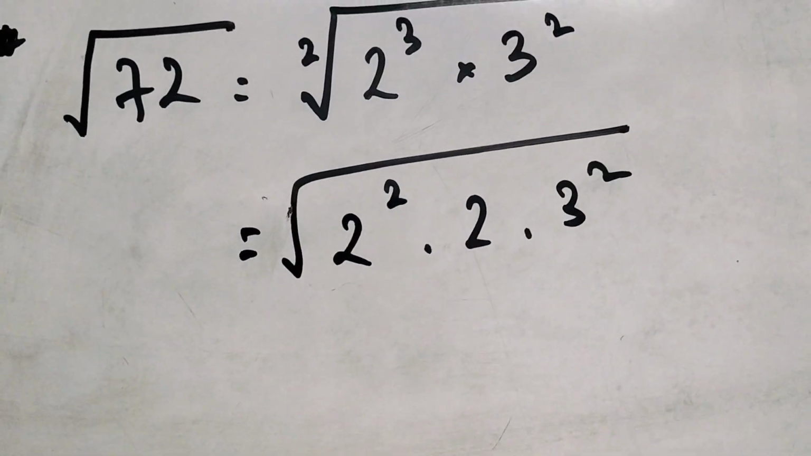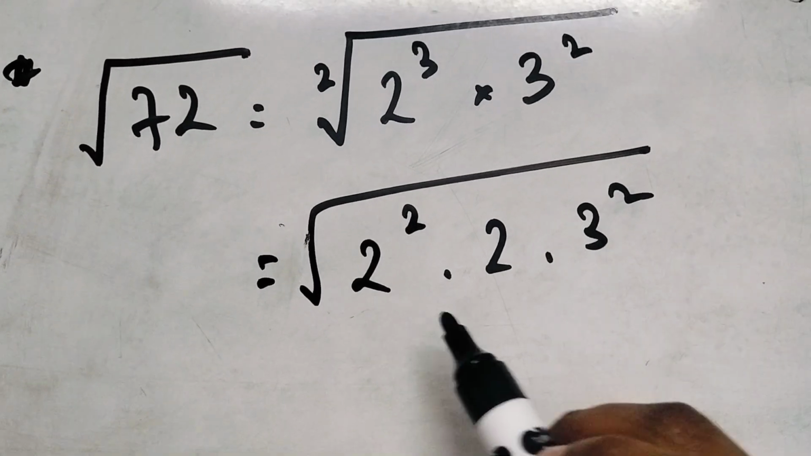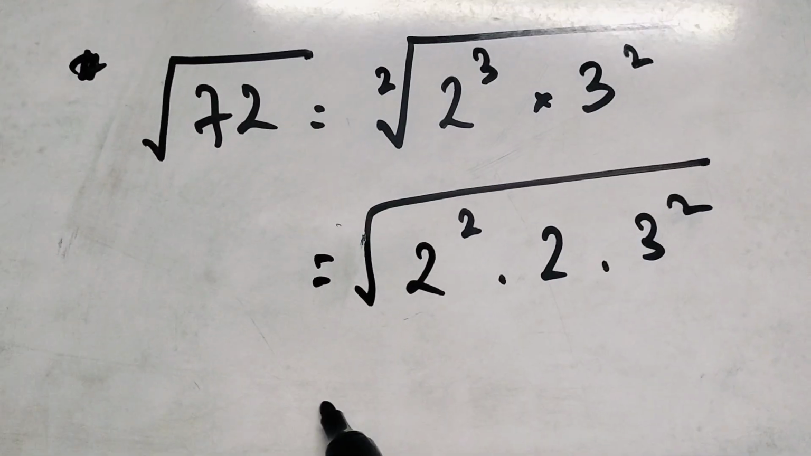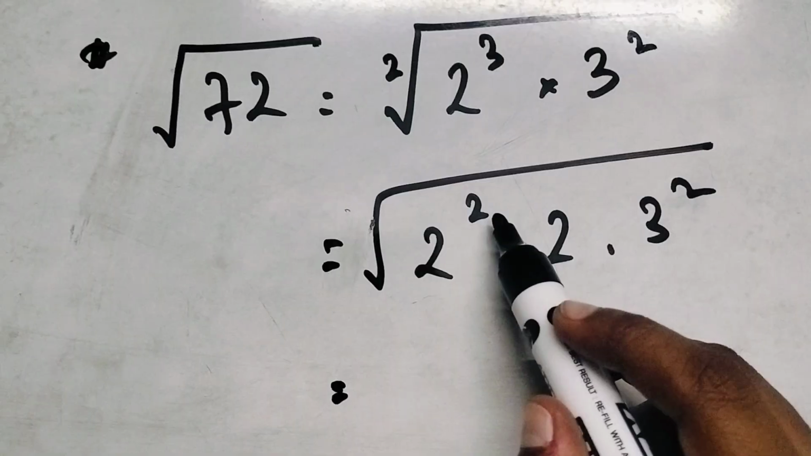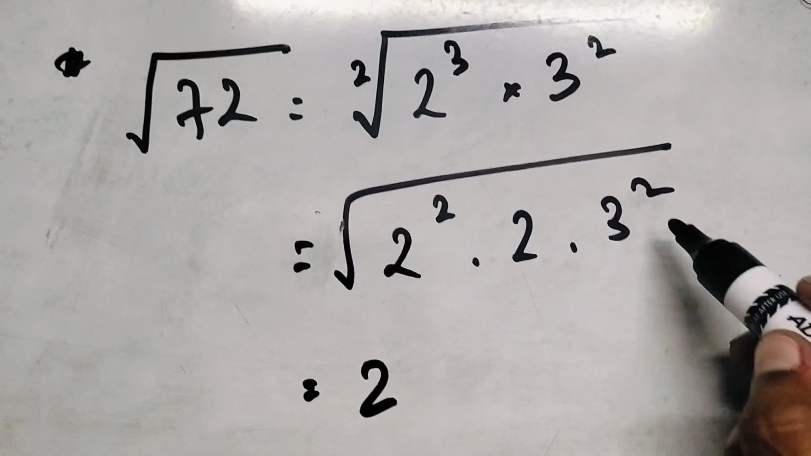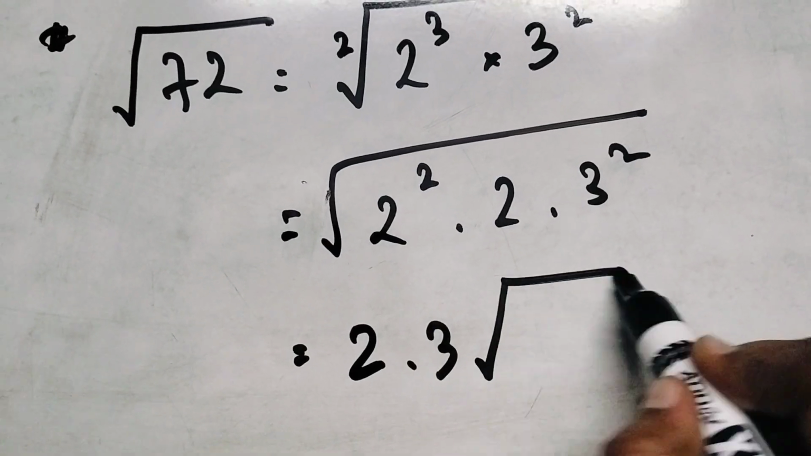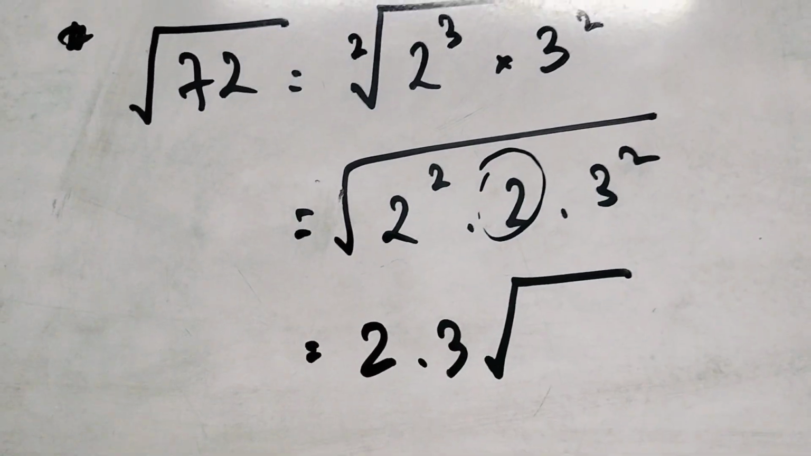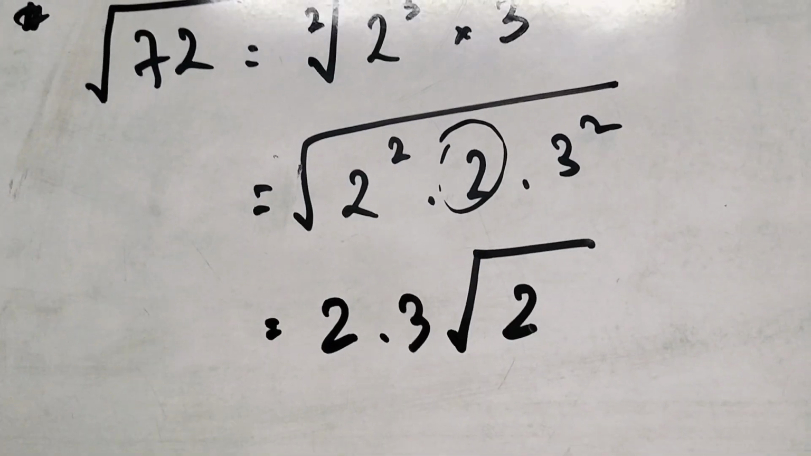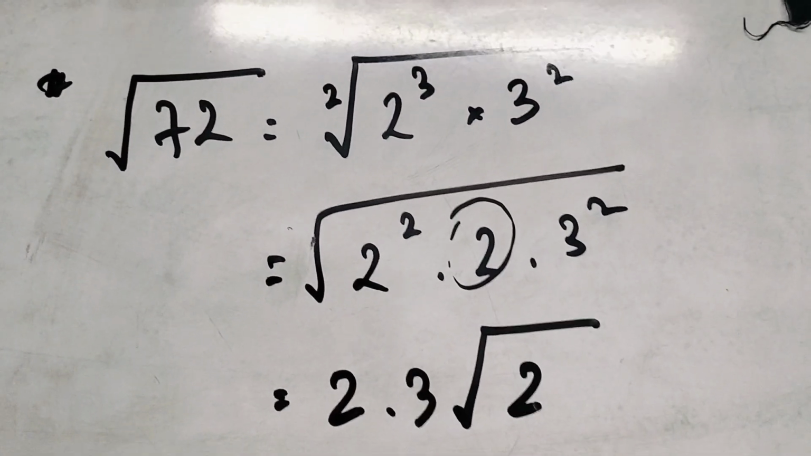It simply means that for every number occurring twice, we take it out only once. So if 2 is appearing twice, we take it out only once. Because 3 is appearing twice, we take it out only once. And because this is solo, it's not appearing twice, it remains inside the root, giving 6 root 2.